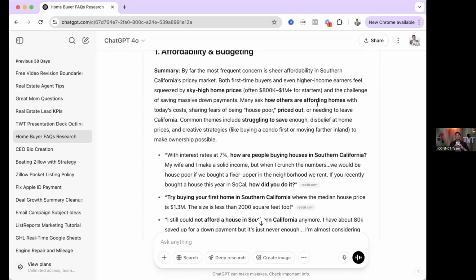So just hearing that, when I put my marketer hat on as a real estate agent, I think, okay, their biggest challenge is saving for the down payment. It's one of the biggest challenges when it comes to affordability. So what am I going to do?